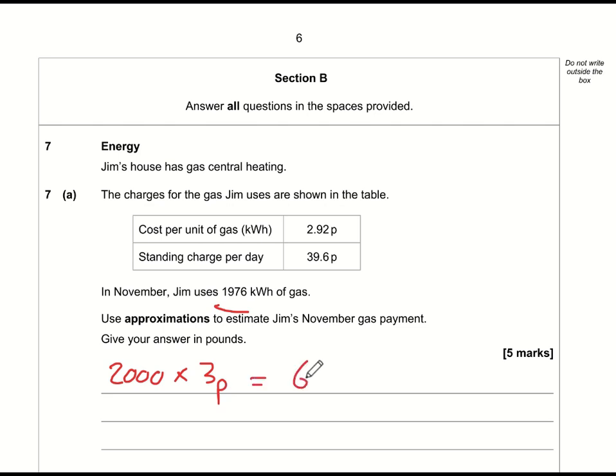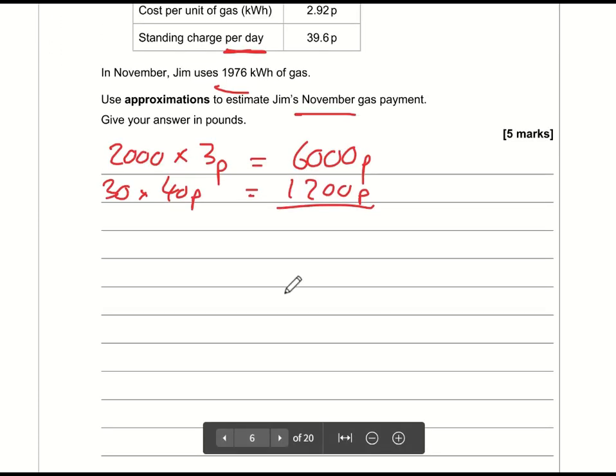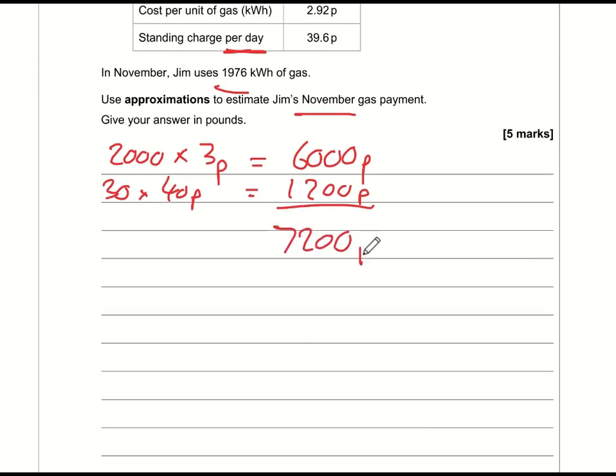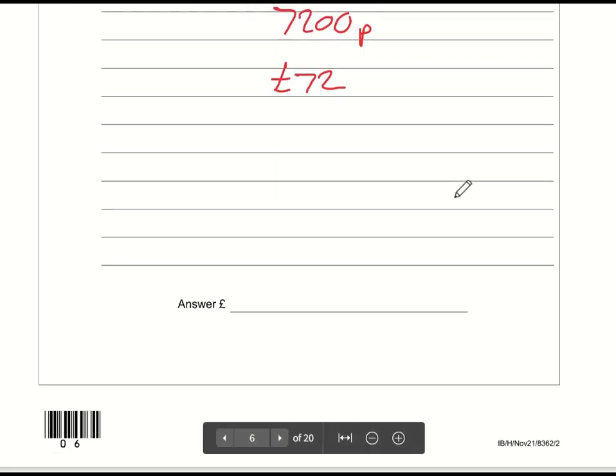2,000 multiplied by 3 is 6,000. So that is 6,000 pence. And there's also the standing charge per day. How many days are there in November? 30 days have September, April, June and November. So that's 30 days multiplied by 39.6, we'll call that 40p. So 30 times 40, that is 1,200 pence. So in total, if we just add these two values together, that is 7,200 pence. So divide by 100, knock off those two zeros, that is therefore £72.